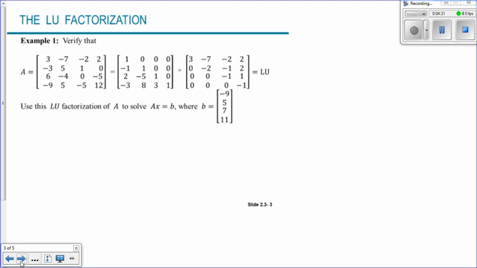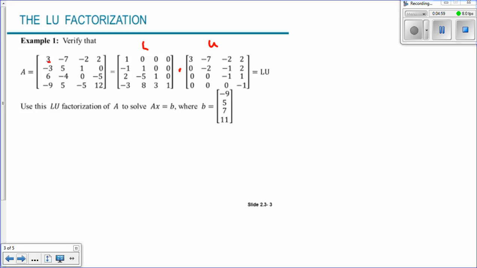Okay, so I want to verify first that this really is equal to A. So here is a lower triangular matrix, and here is an upper triangular matrix. Notice the zeros in the upper right-hand corner for L and lower left-hand corner for U. Okay, so I want to show that this product is equal to the A. So first row, first column is the 3.